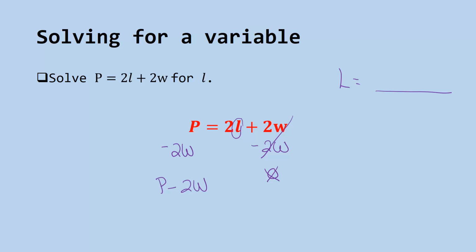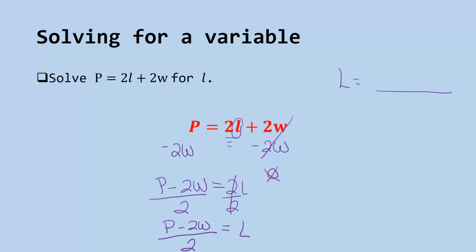p minus 2w is now on the left side, and on the right side, I'm left with 2l. So again, the whole point is to have L by itself. So to do that, I need to divide by 2, because 2 over 2 becomes 1, and now I have 1L equal to, and that's what I want. So I need to divide both of these terms by 2. So my formal answer, p minus 2w over 2, will give me the length.